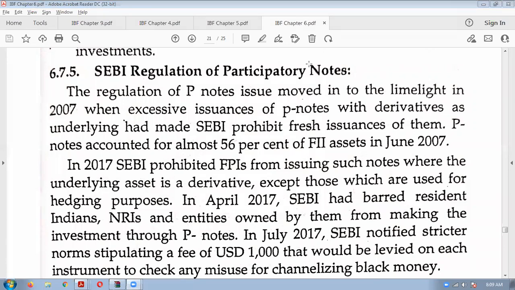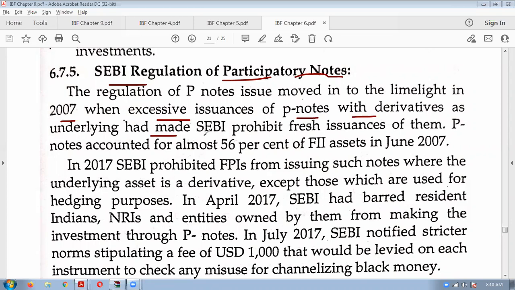Yeah. Now, what is the SEBI regulation on participatory notes? Let us understand. Now, these are the very big disadvantages which have prompted the regulators to take some steps against the participatory note. Three important disadvantages we have seen. Ownership identity is not disclosed, which is a big concern. Second, unaccounted money can be routed through P notes, and it will also assist in money laundering. So the regulation of P note issue moved into the limelight in 2007 when excessive issuance of P notes with derivatives as underlying had been made.